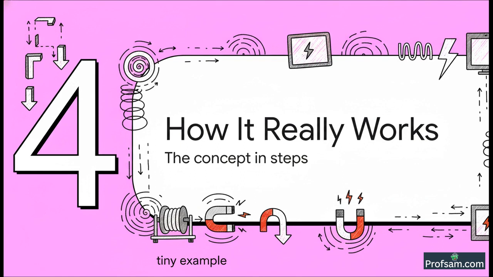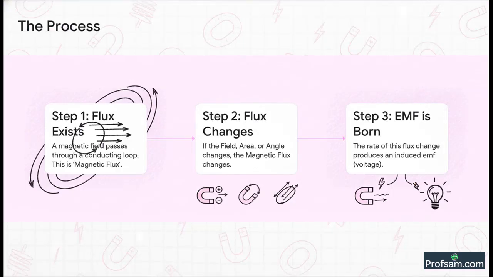And after that, we'll do a tiny example with numbers, just to see it in action. So, here is how it builds up. Step 1, you have a loop, and a magnetic field is passing through it. We give this a name, magnetic flux. Simple.